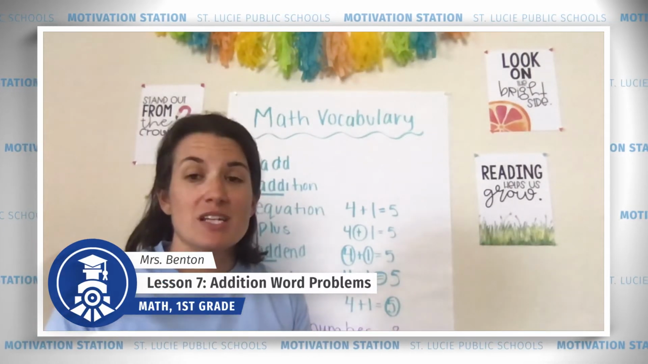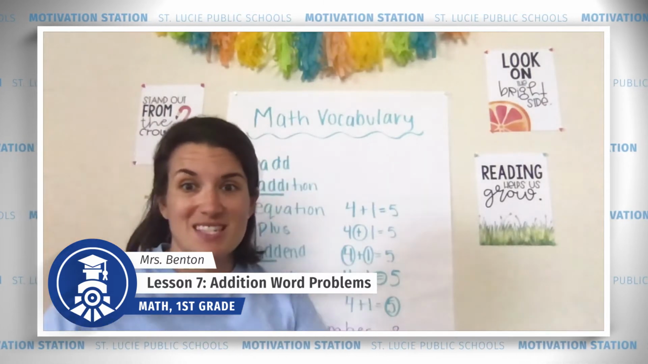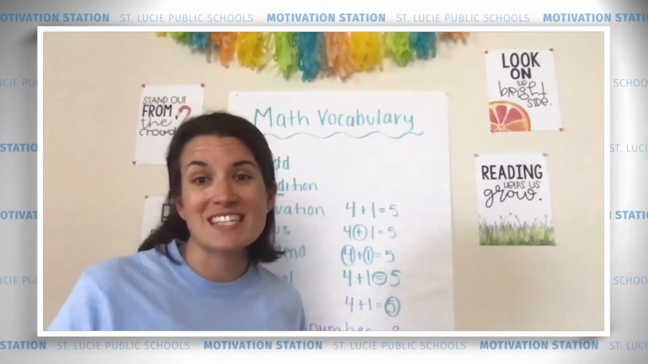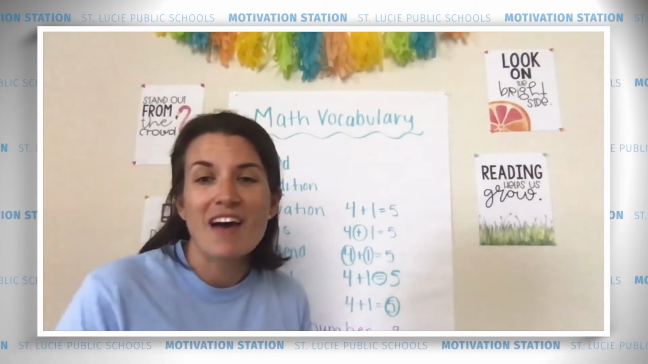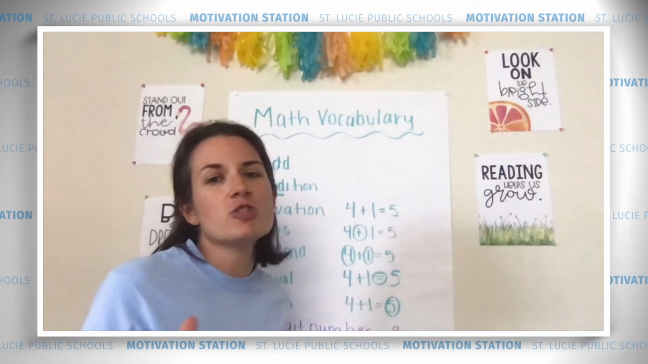Okay, so we're going to get started by first a warm-up, and I want us to count up to 10, and then from 10 down to 0. Are you ready? Let's go. 1, 2, 3, 4, 5, 6, 7, 8, 9, 10. Now back down. 10, 9, 8, 7, 6, 5, 4, 3, 2, 1, 0. Now we're ready to blast off into our lesson.